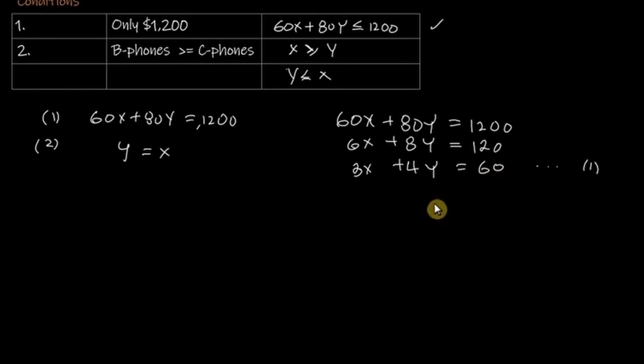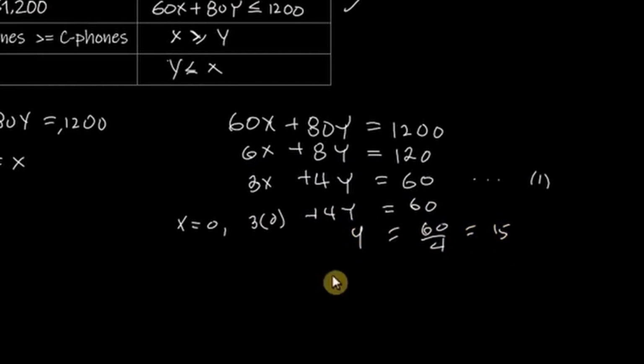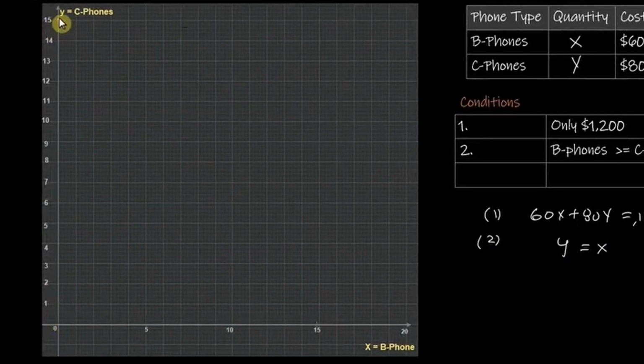Let us recognize that this is a linear equation, which means it is a straight line. To draw a line, all I need are 2 points. The first point would be to let x be equal to 0 and find the corresponding value of y. If x is 0, then 3 times 0 plus 4 times y is equal to 60. Therefore, y is equal to 60 over 4, which is 15. So my coordinates for the first point are (0, 15). Let's put that point on our graph. When x is 0, y is 15, this is the point on the graph.